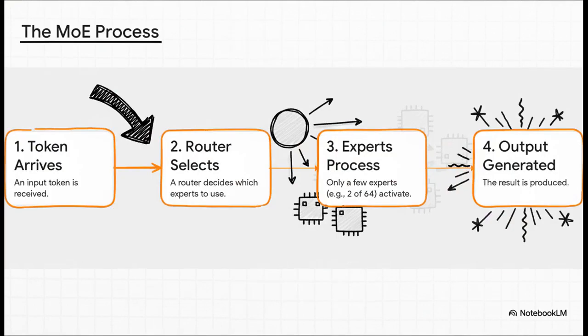See, instead of firing up the entire massive model for every single token of a request, MoE is way smarter. It uses a router that looks at each token and sends it to only a small handful of specialized expert networks. So instead of, say, 64 experts all working at once, maybe only 2 of them are actually needed for that specific piece of the puzzle.